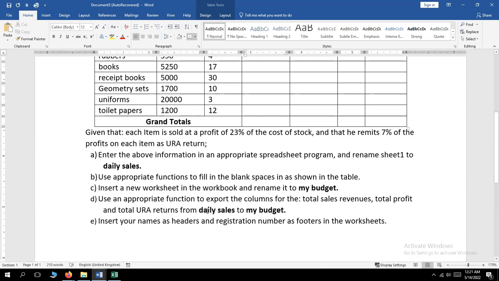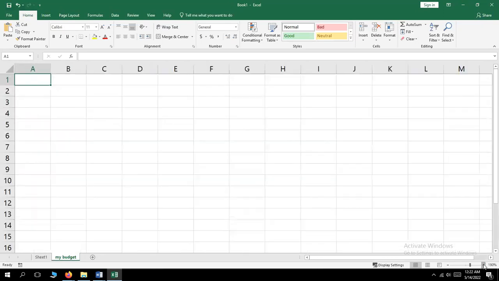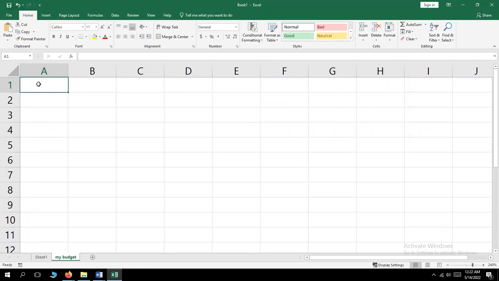So they want us to import, or what we call cross-referencing, to reference information which is in another worksheet. So they're telling us to go to this worksheet called my budget. Then on my budget, they're asking us to bring information which is on another worksheet. So to do that, you shall say equal sign, just like in any other function. Now, to call something which is on another worksheet, we shall type the worksheet name. In this case, my worksheet that I want to refer to is sheet 1.